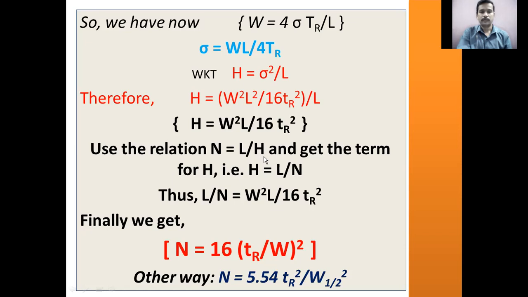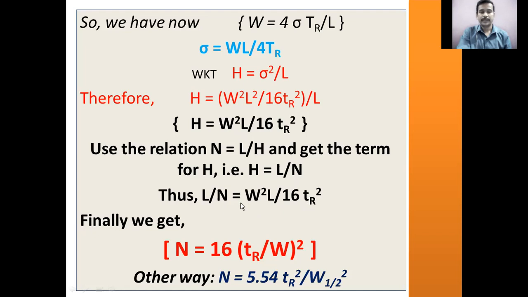We know N is equal to L by H, so H is equal to L by N. We also have H is equal to W square L divided by 16 TR square. So L by N is equal to W square into L divided by 16 TR square.